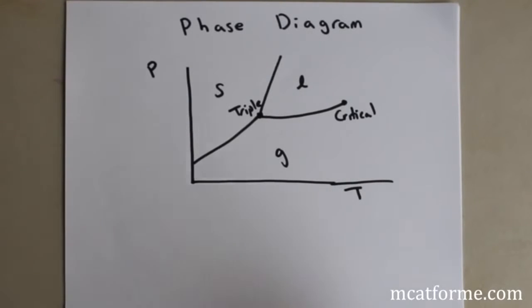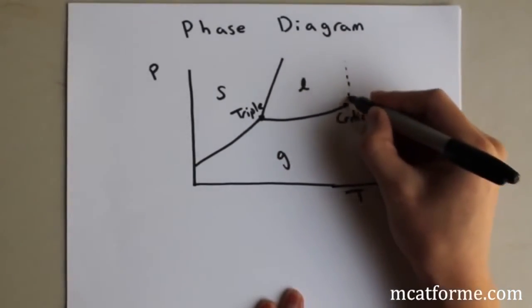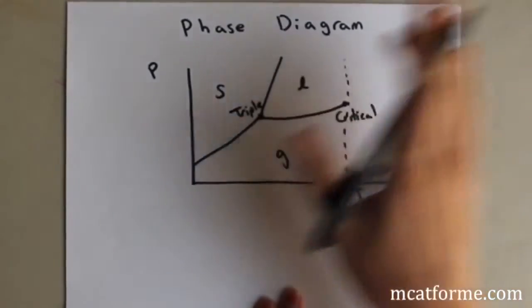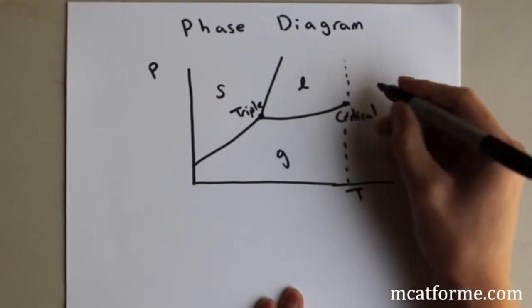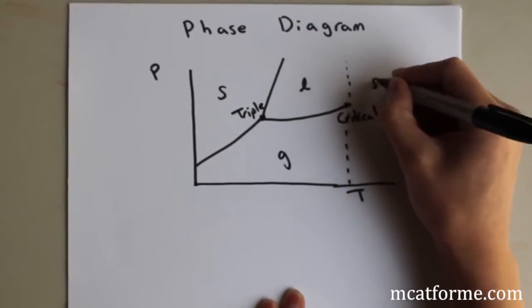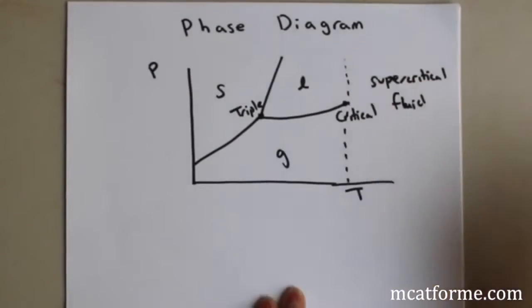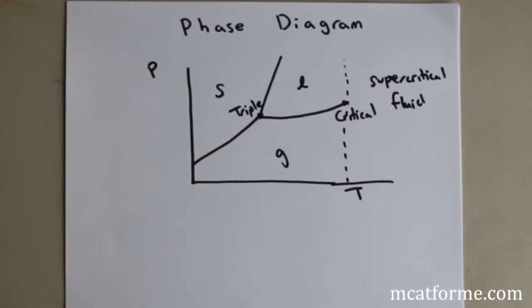What happens with the critical point is when you go past it, everything to the right of it is called a supercritical fluid. Everything past this will be a supercritical fluid, and that's when the liquid and the gas have the same density, meaning that you can't tell the difference. So those are important points that we need to keep track of.